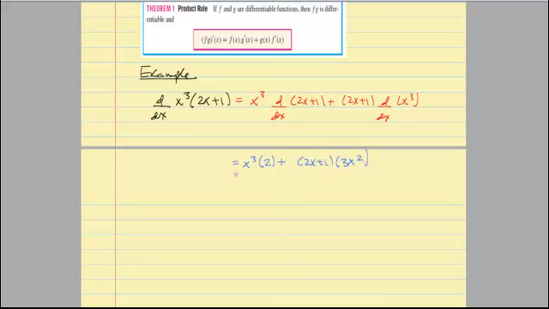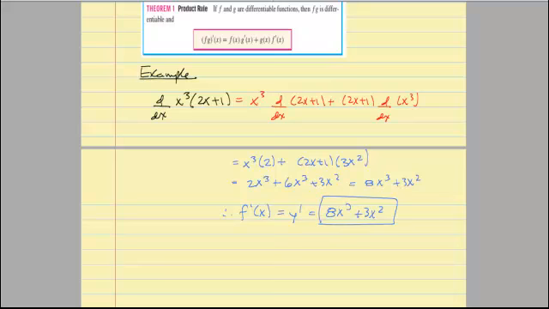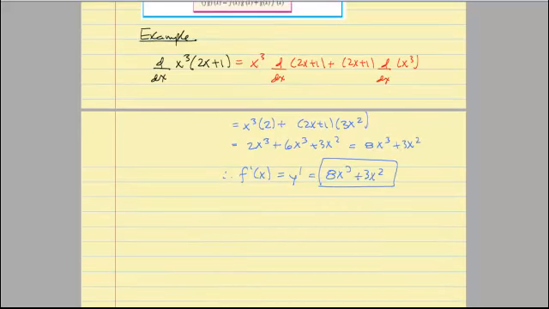Now if we were to go through and simplify this, I'd have 2x cubed plus 6x cubed plus 3x squared. Combining like terms, 8x cubed plus 3x squared would be our solution. So therefore, f prime of x, or we could call it y prime as well, is equal to 8x cubed plus 3x squared. That's my derivative. Because that's my derivative, that's the slope of the tangent line anywhere along the graph of this original function.